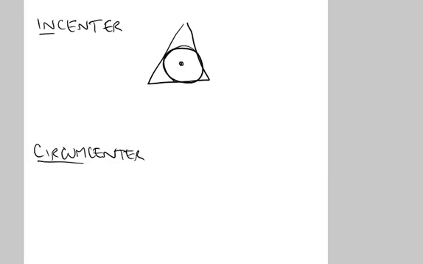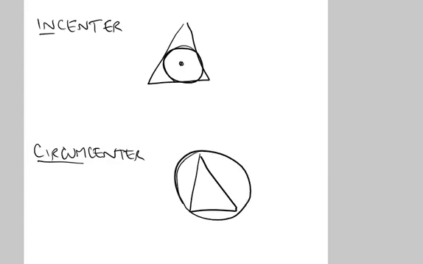A circumcenter, "circum" means around, like the circumference, it's around the edge. So a circumcenter is the center of a circle around a triangle. If I draw myself a triangle, and then try to draw the circle that would go around that triangle, like that, trying to make sure it's nice and round, the center of that circle would be the circumcenter. So they're in really different positions inside of the circles, inside of the triangles.